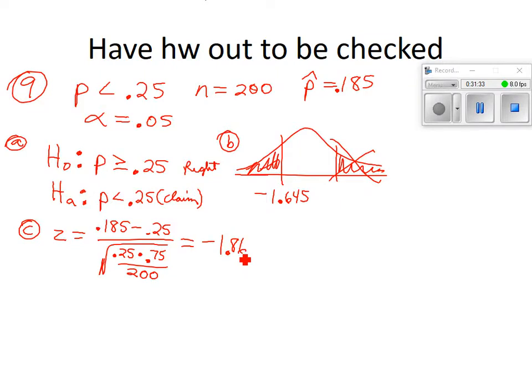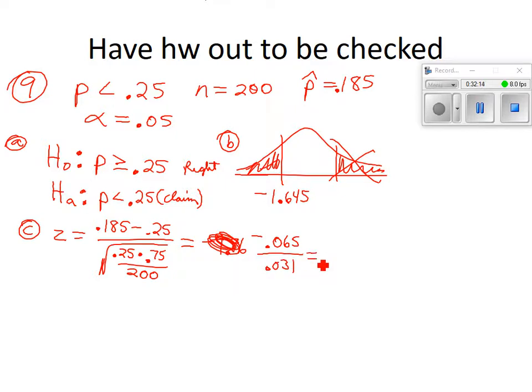Alright, so let's do it out step by step. I shouldn't have tried to get in a hurry, should I? What's the top? I got negative 0.065. Negative 0.065 on the top? Yeah. Everybody agree with that? Yeah. What's the bottom? 0.031.